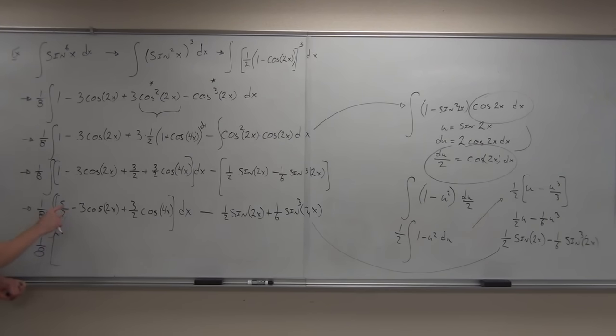Now, when we have that one being odd, do you remember what we do with that? Break one off. That's right. We strip one off. Remember? We strip it off because we're either going to do half angle or we're going to do Pythagorean. What's the case here? Pythagorean. It's going to be Pythagorean because we're going to strip one off and change the sine squared.